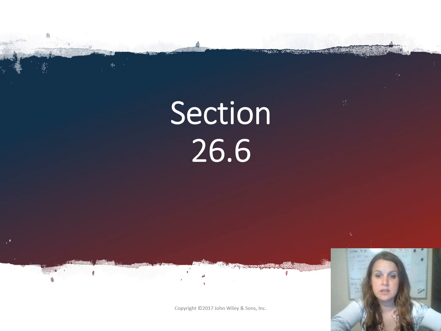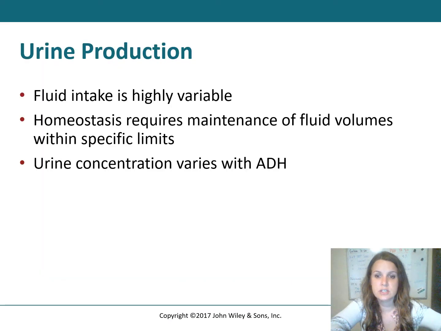Today we're going to be talking about chapter 26, section 6, which is all about making concentrated or dilute urine. Urine production is highly regulated, and the major hormone that does this is antidiuretic hormone, or ADH. Our body requires that we maintain our blood volumes within a specific limit, and therefore we're constantly regulating this, even if your fluid intake is highly variable.